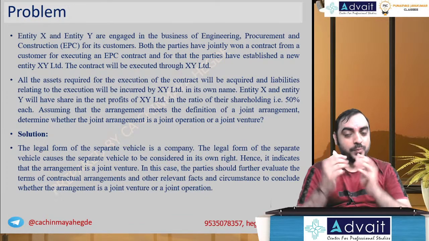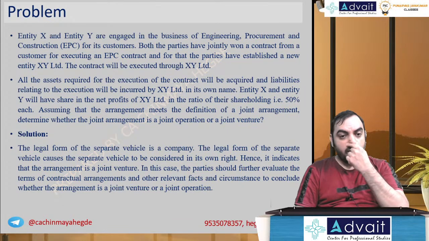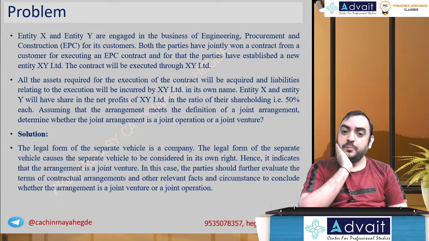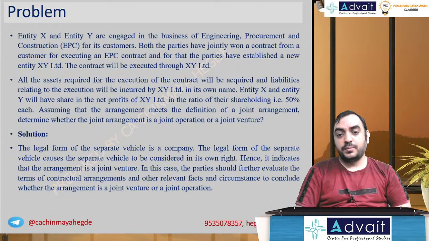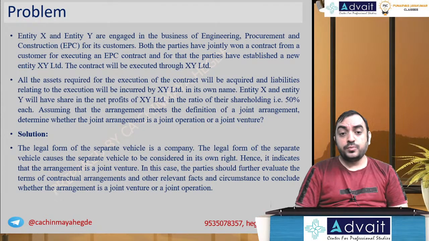Then you have to look at the purpose of it. The contract will be executed through XY Limited. All the assets required for the execution of the contract will be acquired, and liabilities related to the execution will be incurred by XY Limited in its own name. Entity X and Entity Y will have a share in net profits of XY Limited in the ratio of their shareholding, which is 50% each. Assuming that the arrangement meets the definition of a joint arrangement, determine whether it's a joint venture or a joint operation.